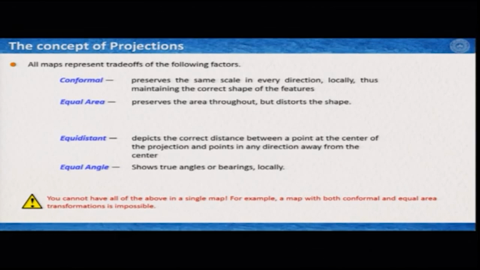Now, it is important to understand here that you cannot have all of this, conformal mapping, equal area mapping, equidistant mapping, and equal angle mapping, in a single map, because though they are somehow related, you cannot project them together.